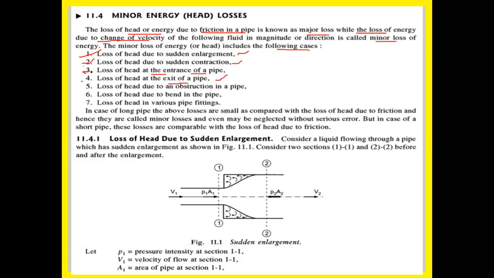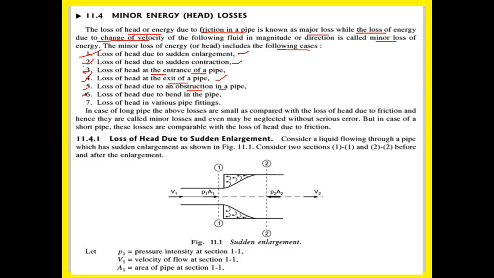Next, loss of head due to the obstruction in the pipe. Whenever, in any sewer lines or domestic household pipelines, there is any obstruction or clogging of fungus material, algae material, paper material or thread material in the pipe, what happens? The water velocity will change, and the magnitude will also change. Based on that obstruction, you are getting some minor losses.